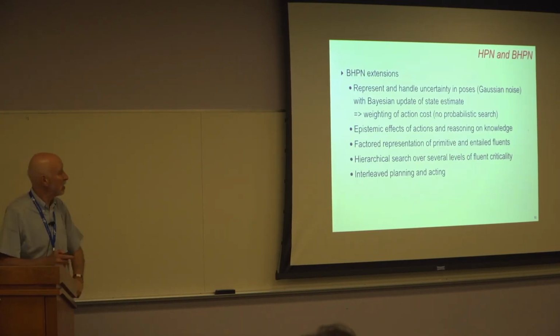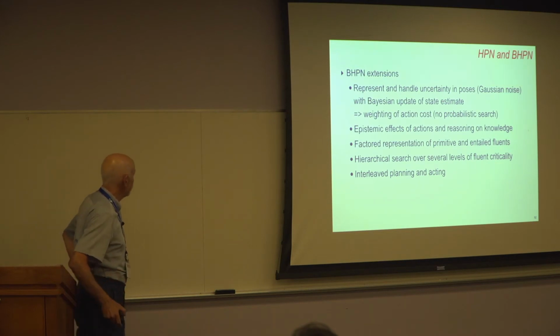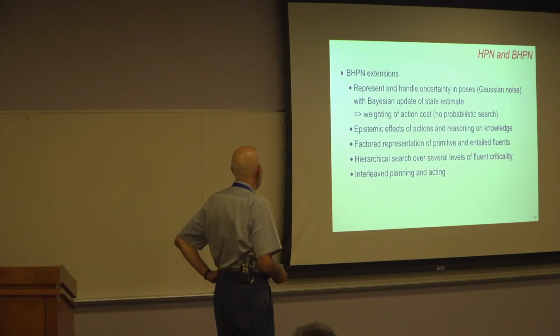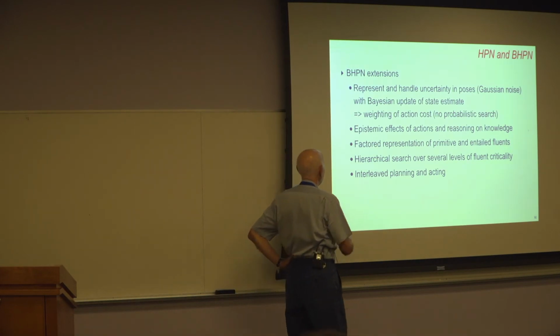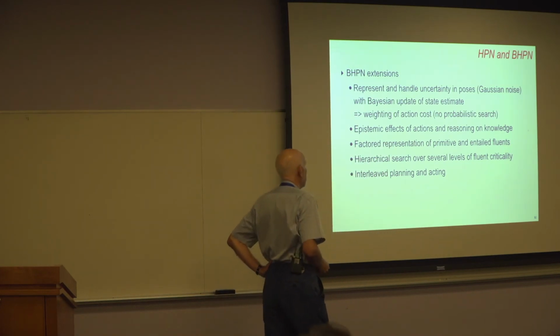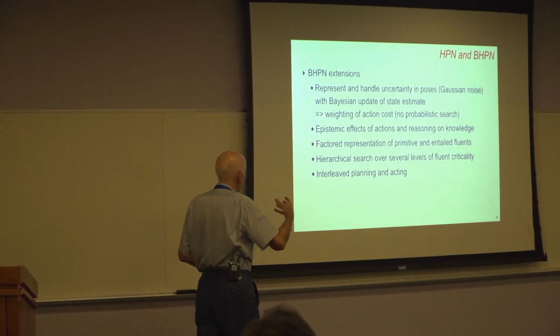I still have 7 minutes. So HPN has been applied, with the caveats, again, that it is not complete, that you start acting without having a complete plan, and you backtrack in the real world. The belief space extensions bring a number of extensions to HPN. One of them, very important, is to handle uncertainty. And you handle uncertainty with Gaussian noise on positions. This is mostly inaccuracy of your positions.